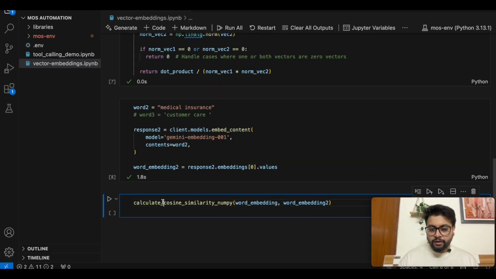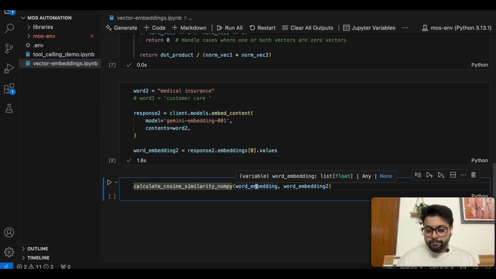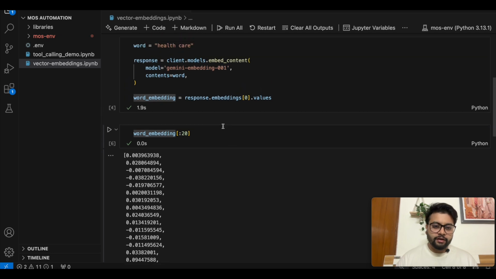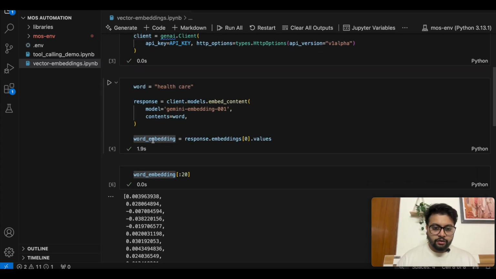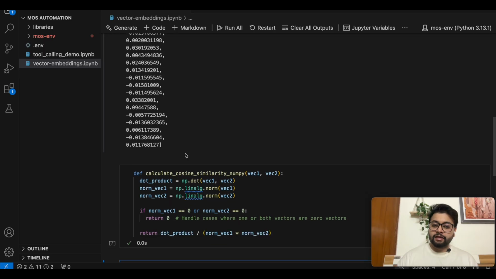Now I can perform the cosine similarity to see how similar these two words are. I am performing the cosine similarity between word embedding 1 and word embedding 2. We have already shown above that word embedding 1 is for healthcare, and word embedding 2 here is for medical insurance.